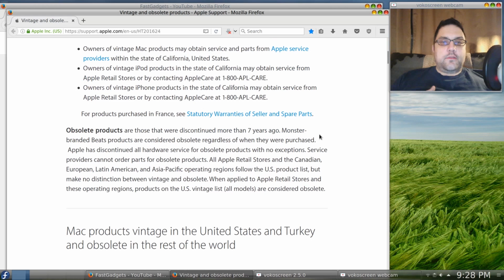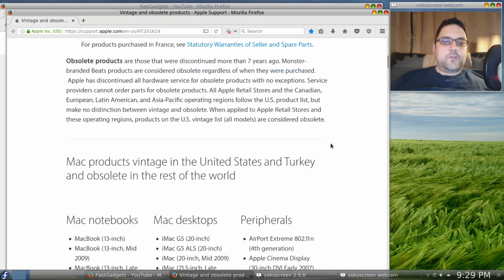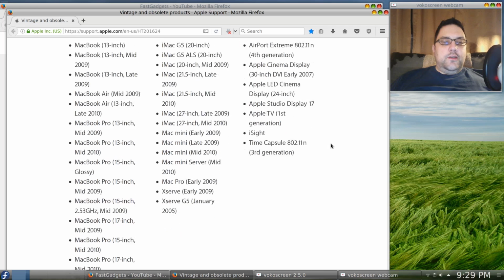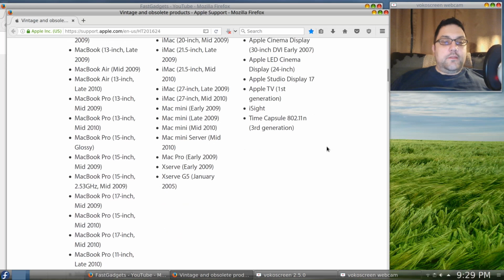Then they go on to obsolete products. Now, obsolete products are any products that have been discontinued more than 7 years ago. So any product, regardless of what it is, if it's been 7 years and it's on this particular list, it's obsolete, and unfortunately you cannot get it repaired. So now we've looked at what Apple thinks obsolete and vintage is, but in reality, what is obsolescence? So if you had, say, a 2011 MacBook Pro, which incidentally has just joined the vintage list, but for all practical purposes, it basically means it's obsolete.